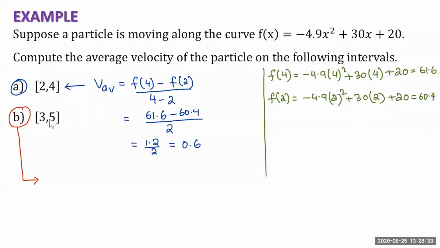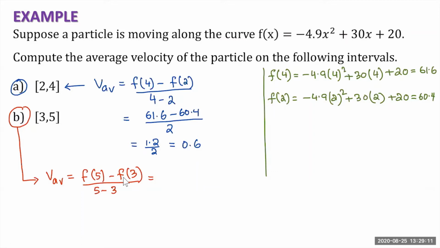In part B, we have to find the average velocity between 3 and 5. So in place of a, you have 3. In place of b, you have 5. So the average velocity, we can write the formula. V average is equal to f of b minus f of a, that is f of 5 minus f of 3, divided by b minus a, that is 5 minus 3. Now, we need to find what is f of 5 and what is f of 3.